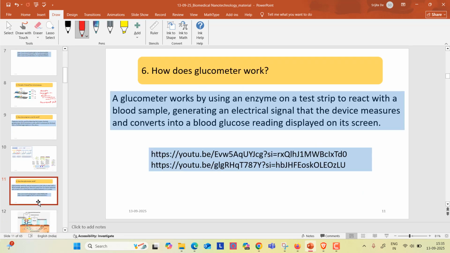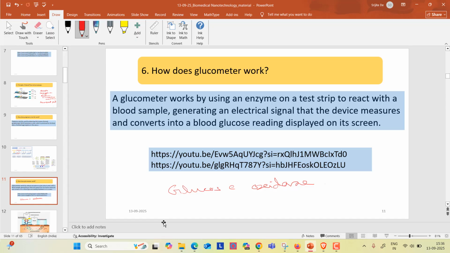Next comes, how does a glucometer work? A glucometer is a handheld device. It is not paper based, but it is a POCD device. So how does it work? A glucometer works by using an enzyme on a test strip. In the test strip the glucose oxidase enzyme is already present.